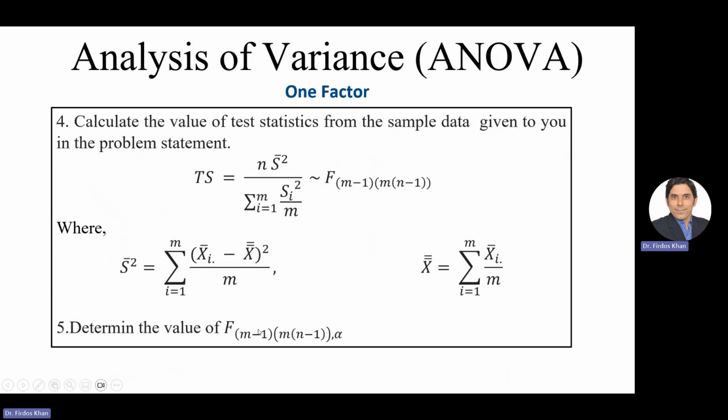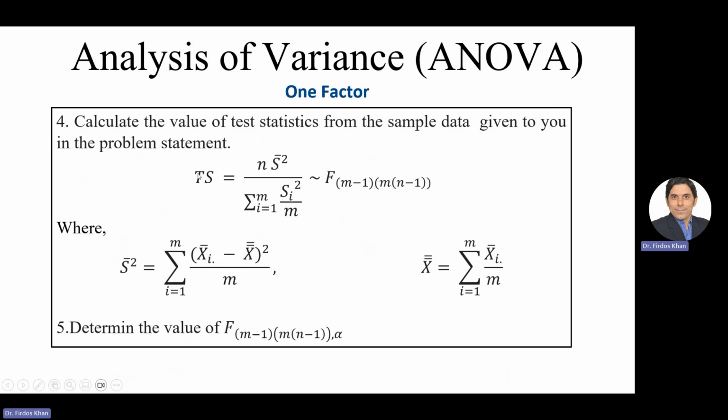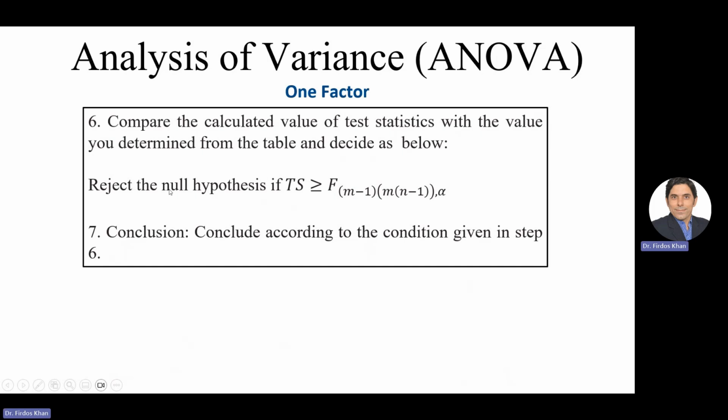And this is the significance level. So F with this degree of freedom and this degree of freedom and 0.05, you need to look at the table for this value. And the next step, compare the calculated value of the test statistic with the value you determined from the table and decide as below. So you have this value of the test statistic from the data, and you have this value from the table. You need to compare these two values, this TS value with this F value, and reject the null hypothesis.